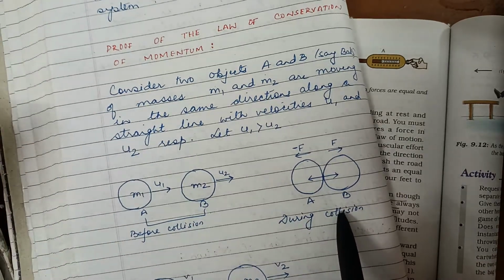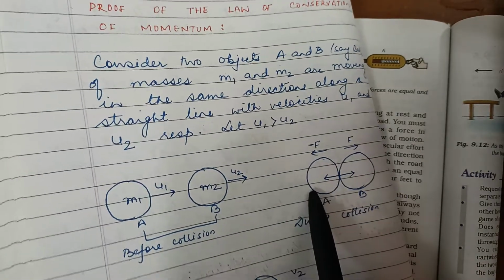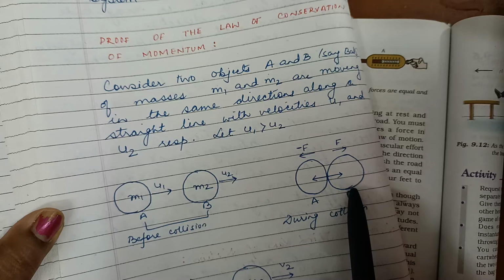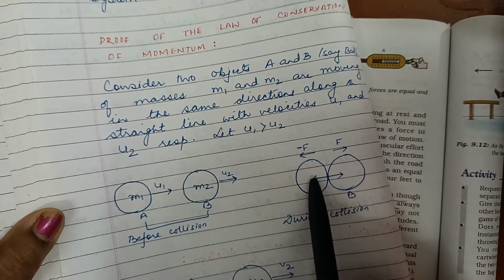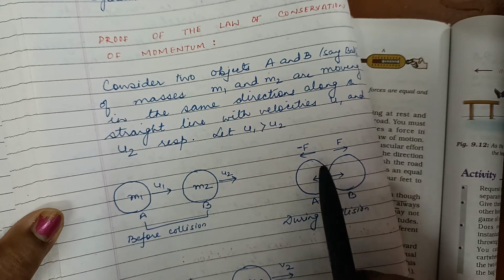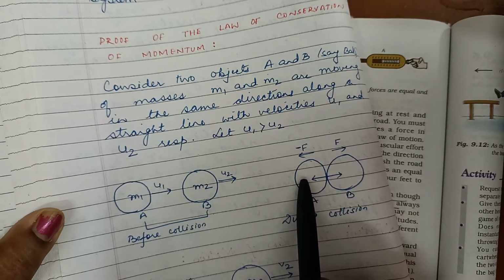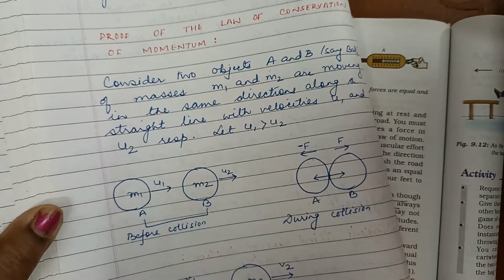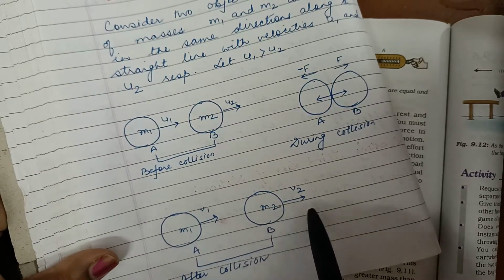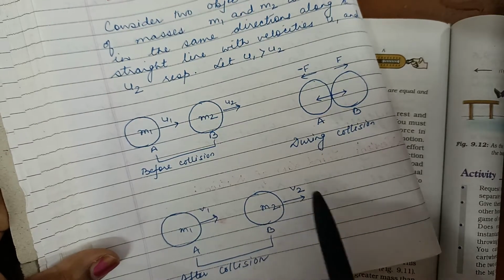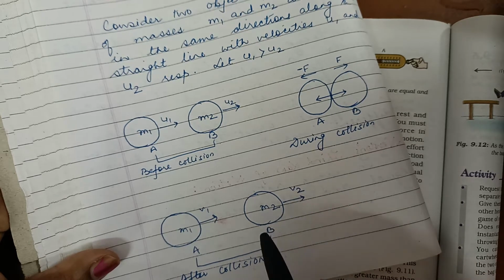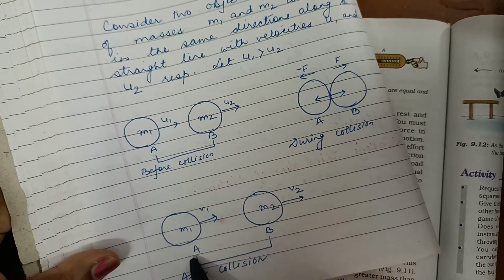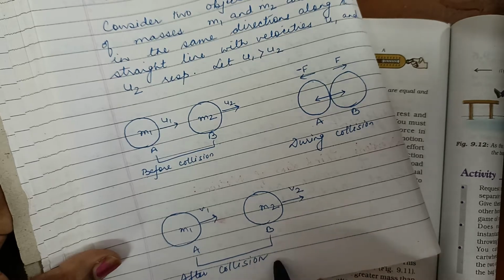So during collision what will happen? A will exert a force F on body B. Now according to Newton's third law of motion, an equal and opposite force will also act on body A. So body B will also exert a force on body A in the opposite direction. So this force will be minus F. Now let v1 and v2 be the final velocities after collision, meaning after collision their velocities change. One body will gain momentum, the other will lose momentum. So let v1 be the velocity of body A and v2 be the velocity of body B after collision.